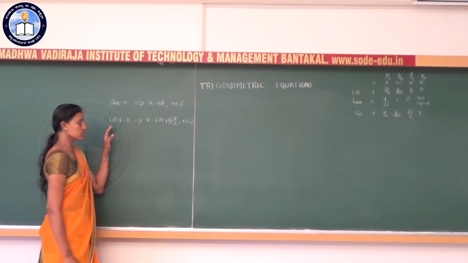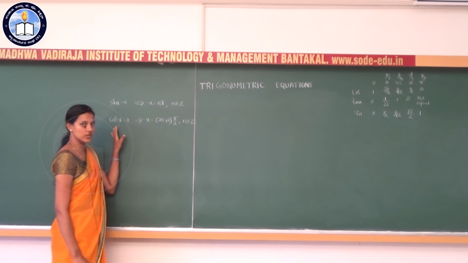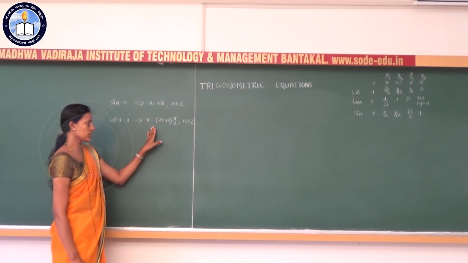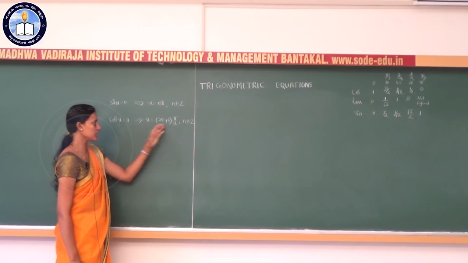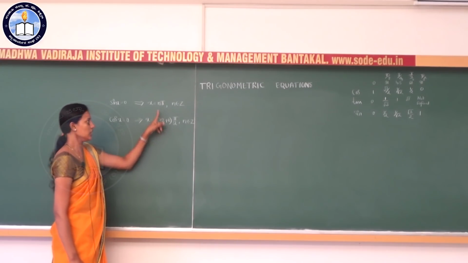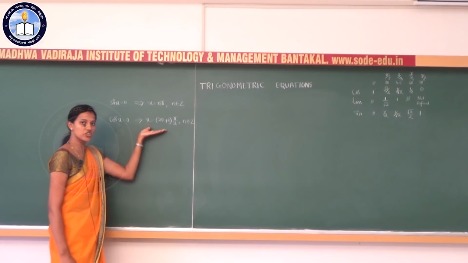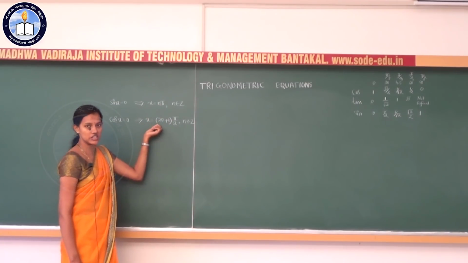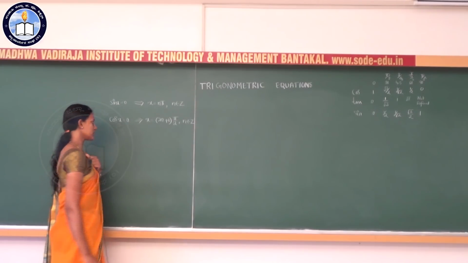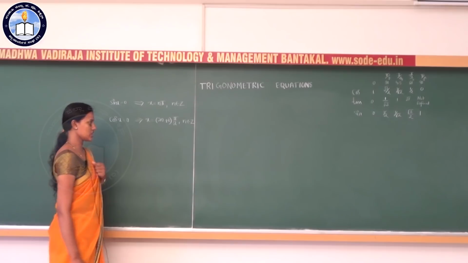That is, the general solution of cos x is equal to 0 is x is equal to (2n plus 1) into pi by 2. Here you can note that there is an arbitrary constant, an arbitrary integer n. So, this is the expression involving the arbitrary integer n satisfying the given trigonometric equations.